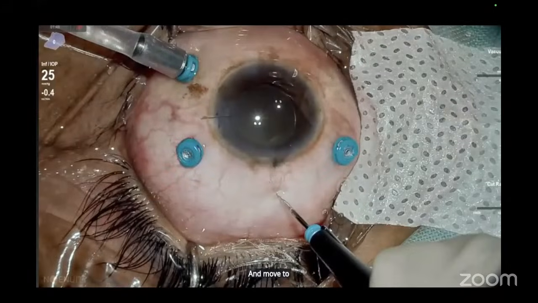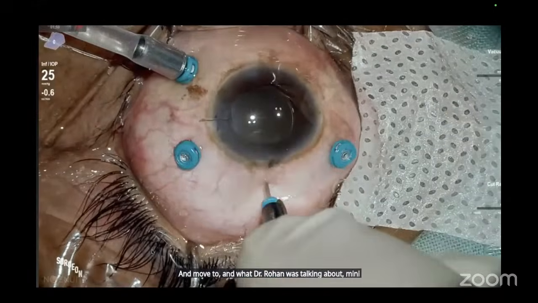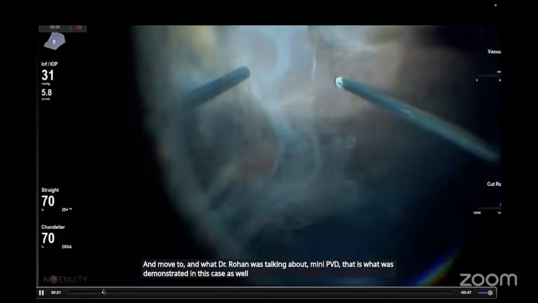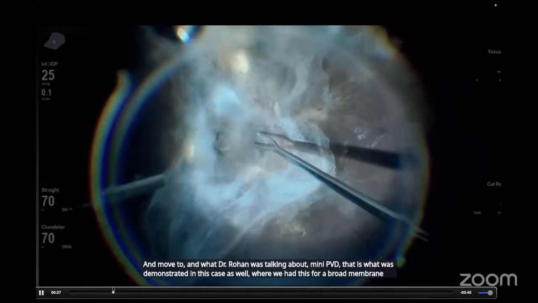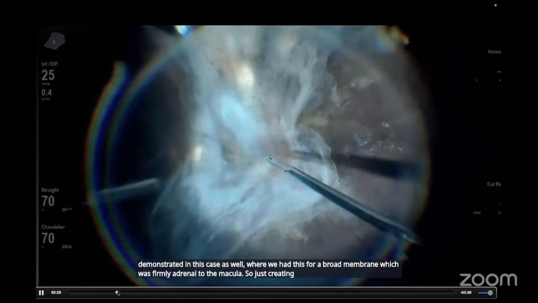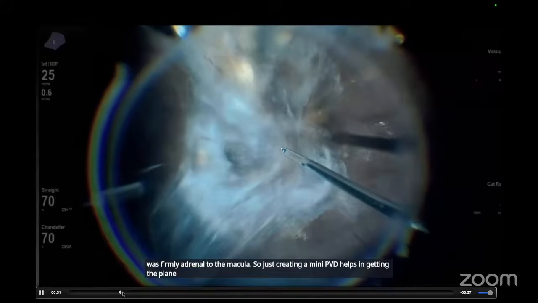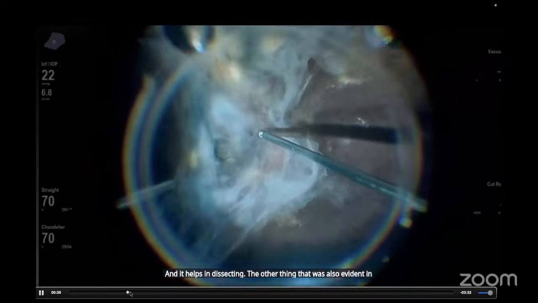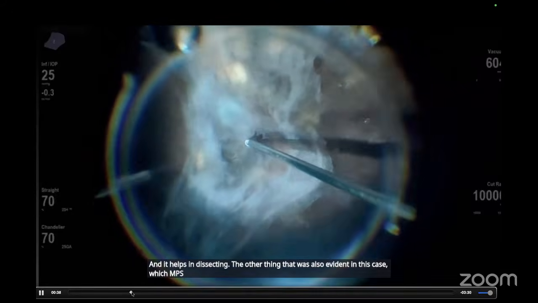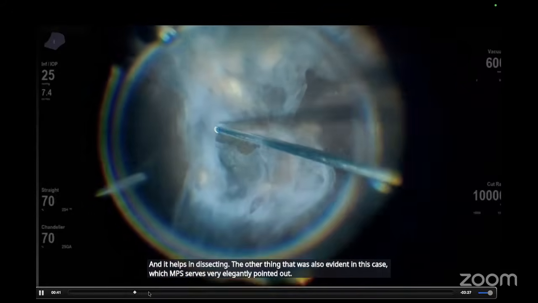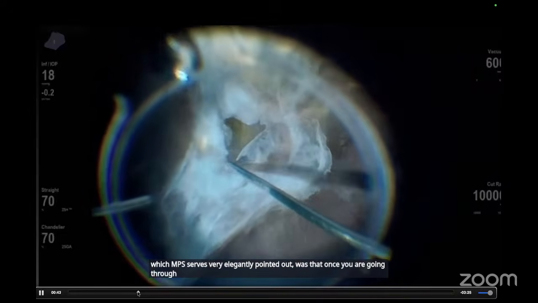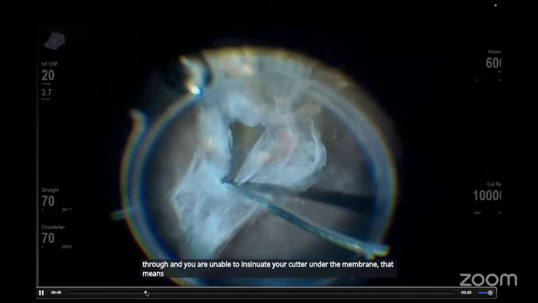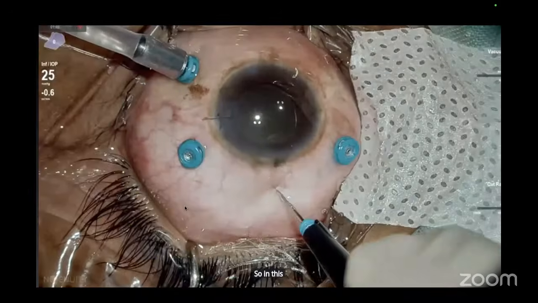So, Ashwini, can you go through the video once again and just slide and move to what Dr. Rohan was talking about, mini PVD. That is what was demonstrated in this case as well, where we had this broad membrane which was firmly adherent to the macula. So just creating a mini PVD helps in getting the plane and helps in dissecting. The other thing that was also evident in this case, which MPS sir very elegantly pointed out, was that once you are going through and you are unable to insinuate your cutter under the membrane, that means there is a second membrane.